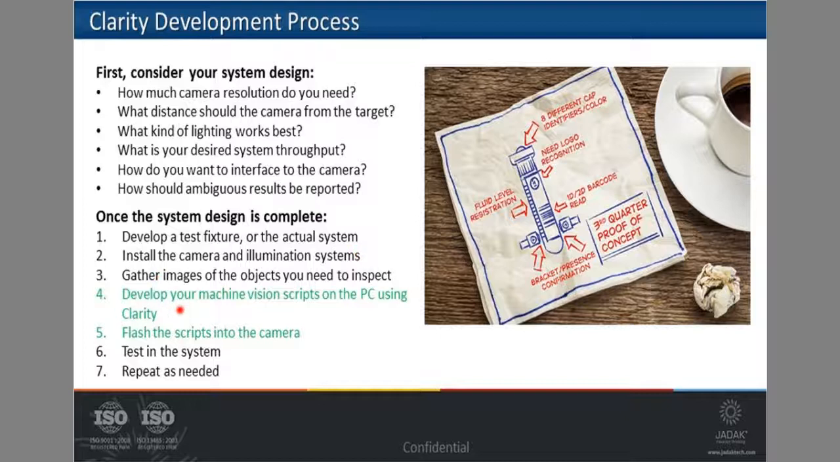And these steps in green is where Clarity comes in. Generally, how it would work is you would gather a bunch of images, store them on your PC, and then using the graphical tools that I just ran through with Clarity, you would set up your machine vision algorithm. Once that's all done, you can flash that resulting algorithm, we call it a script, down into the camera, and then you can test right in the camera system. So when you're all said and done, even though you developed that algorithm on the PC, everything runs within the camera later on, so you don't actually need a separate PC.